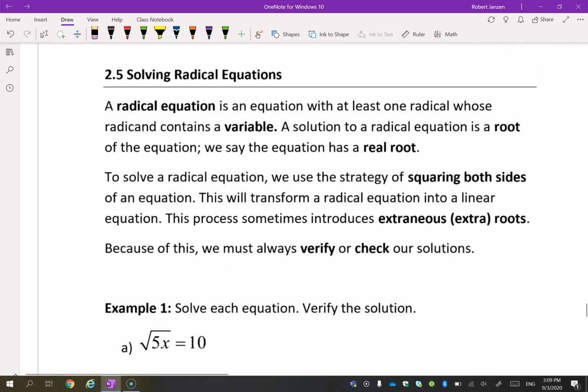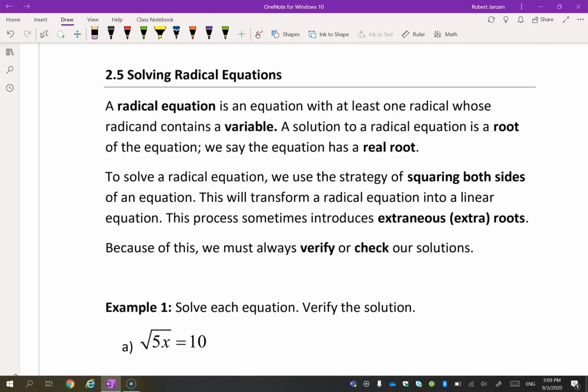Easily my favorite lesson of this unit is solving radical equations. I like solving because solving means we're trying to figure out what x is equal to. That should bring back memories of grade 7, grade 8, grade 9, grade 10, where you're just solving for an unknown. Where this is going to be different is there will be a radical with a variable.